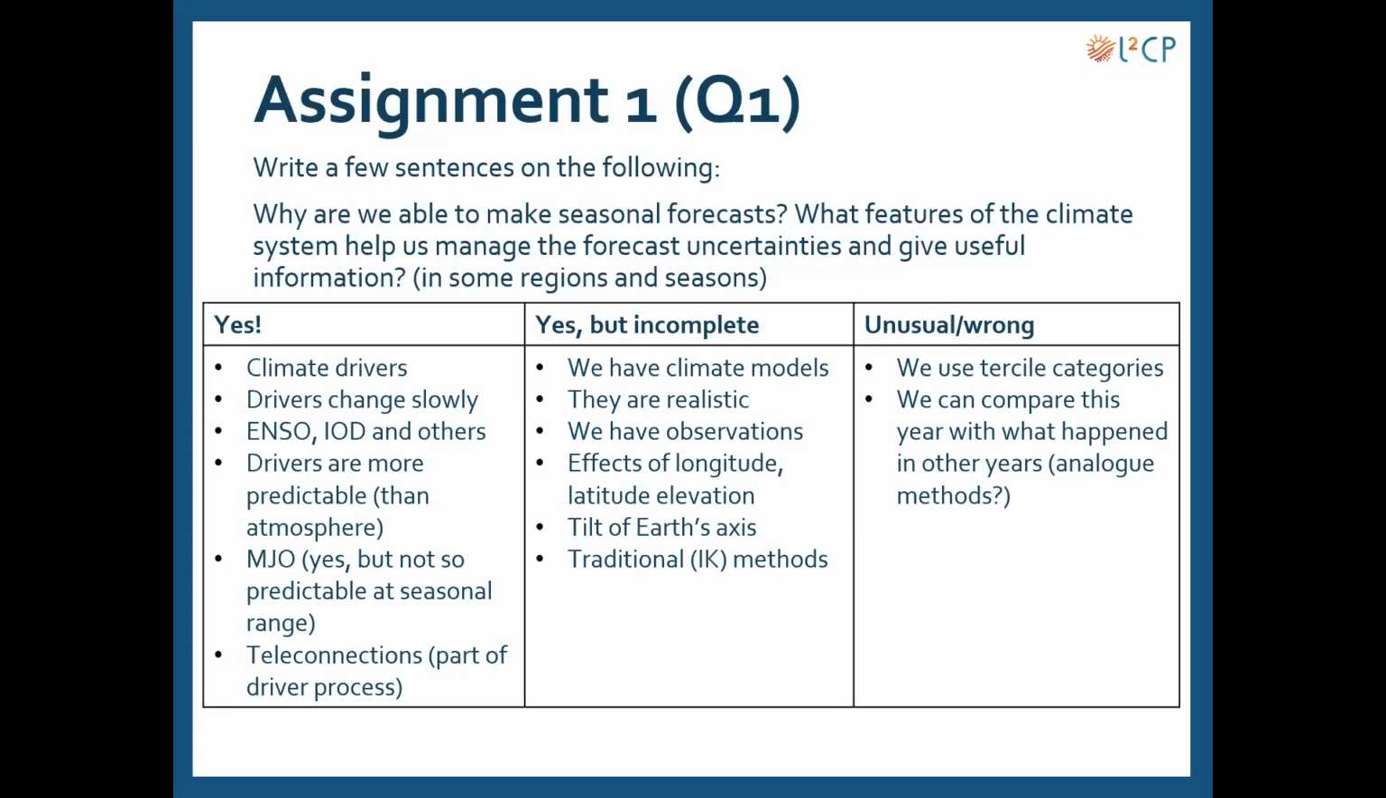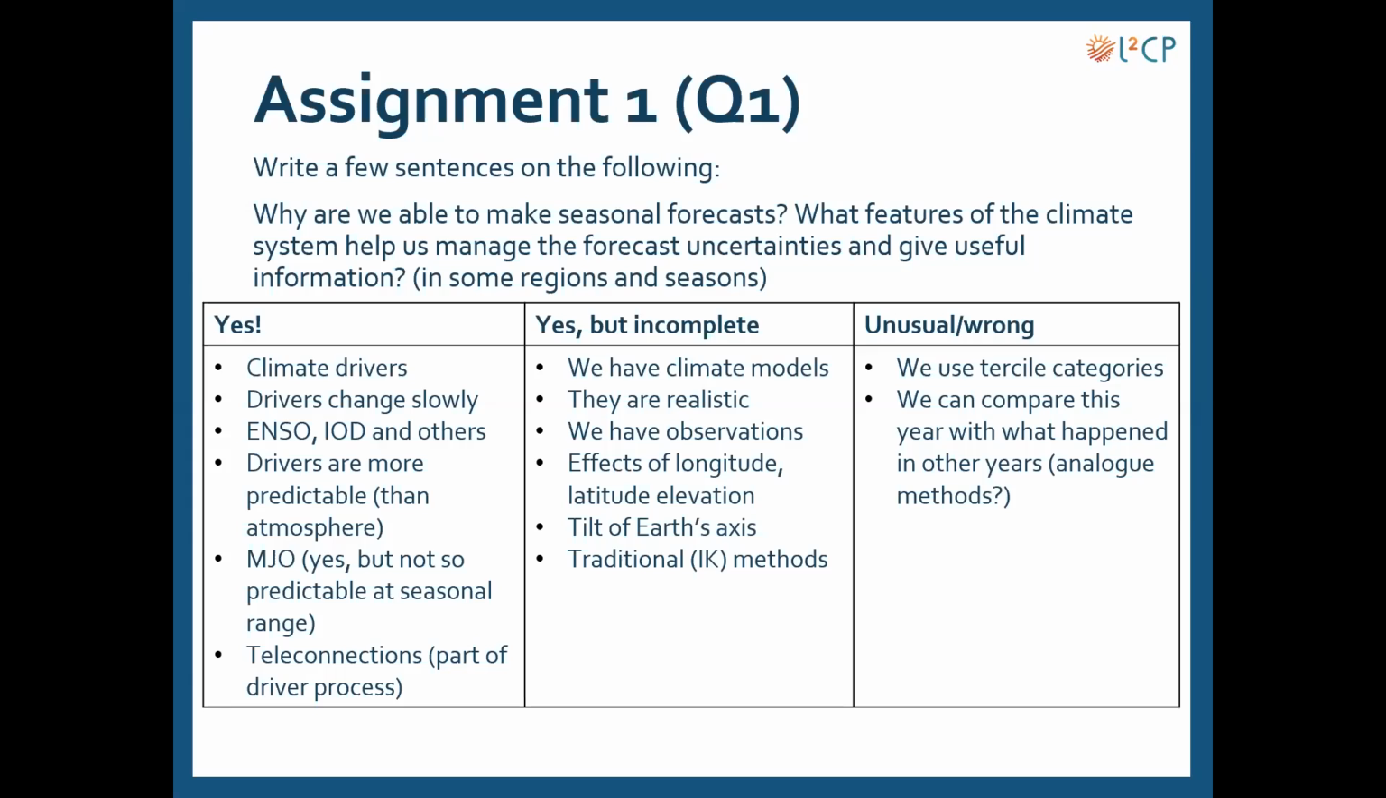Second column is yes, but incomplete. And then I've put a third column for everything else, which is like there were some potentially good answers, but non-inspected ones, and others that you might consider perhaps not quite right. But yes, everybody was clear about it: it's the climate drivers that really give us our predictability. They change slowly. And I've cut and pasted many of these phrases from your assignment.